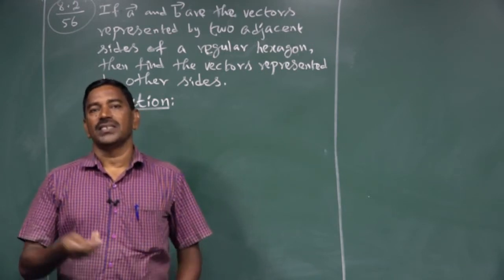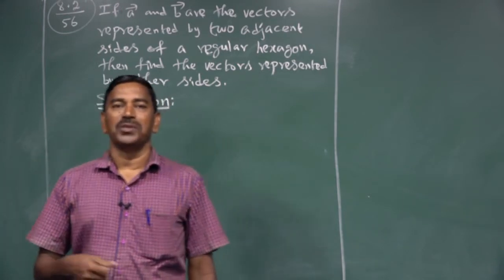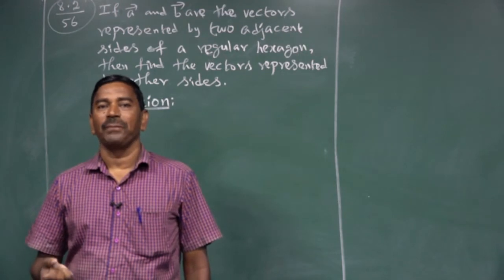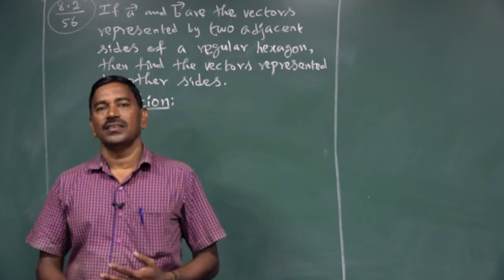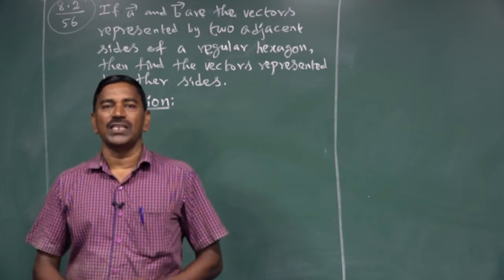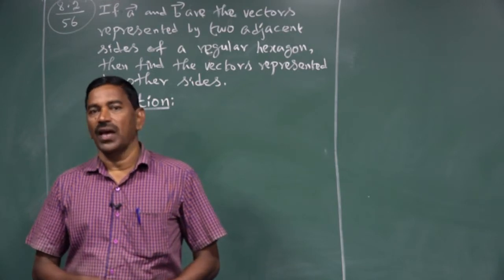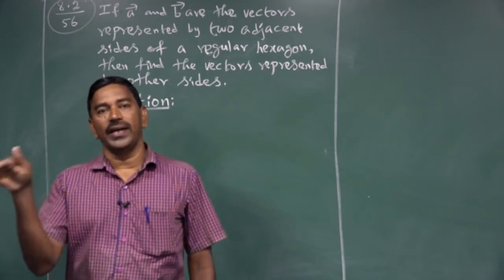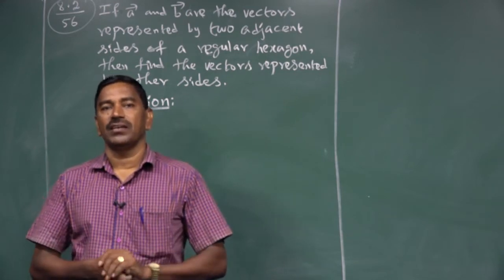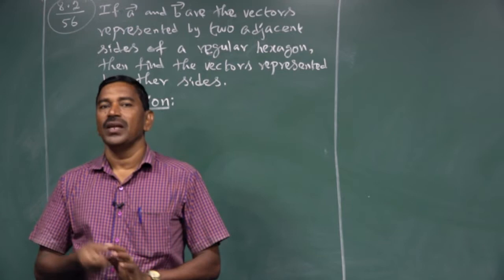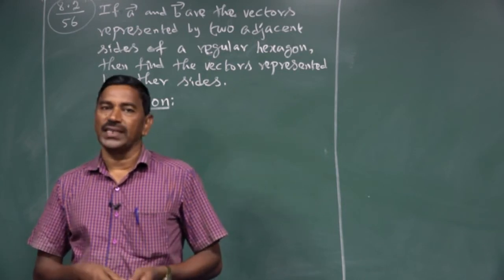Please tell me what are the examples for scalars. Distance, length, mass, etc. Okay, what is a vector? Yes, a quantity that has both magnitude and direction is called a vector. Give an example for a vector. Yes, displacement, force, moment, etc.